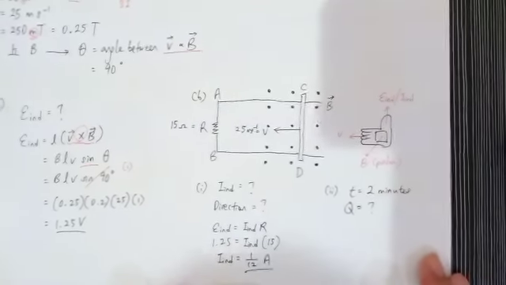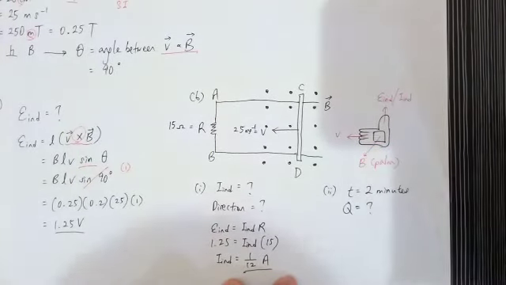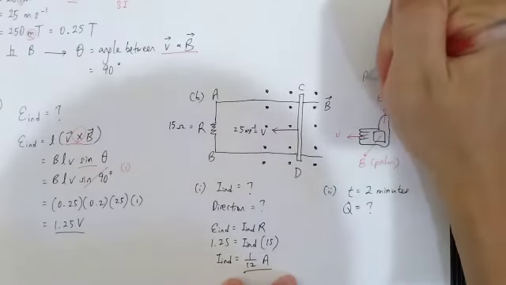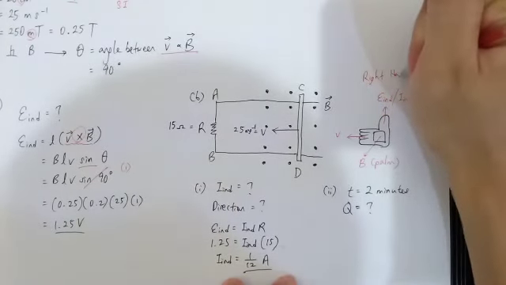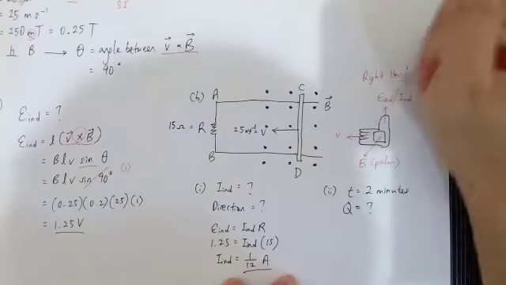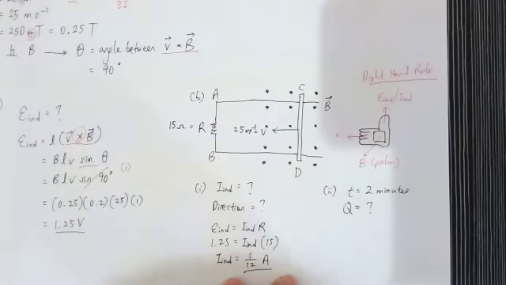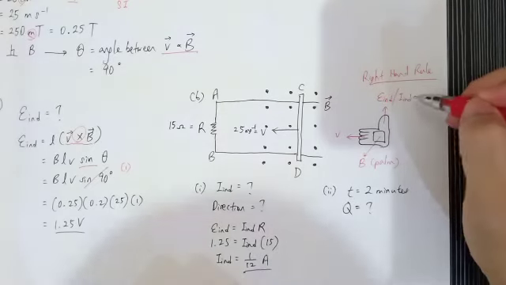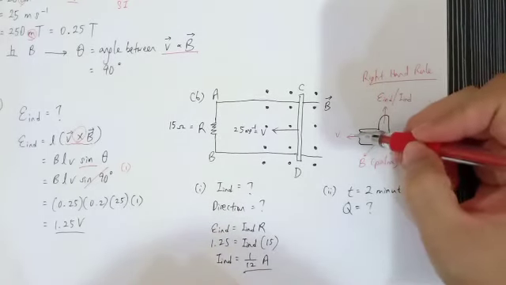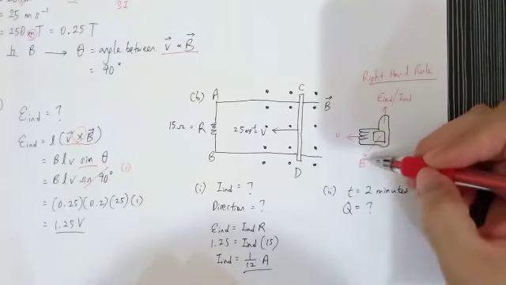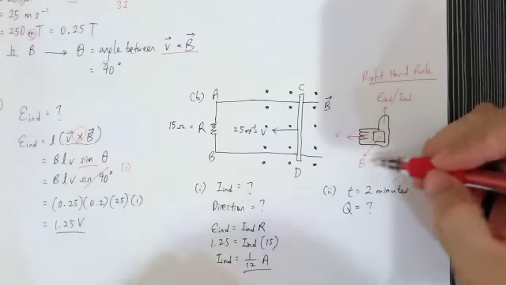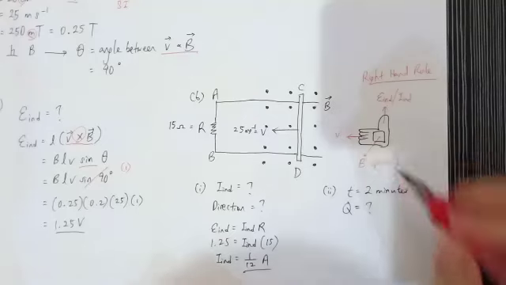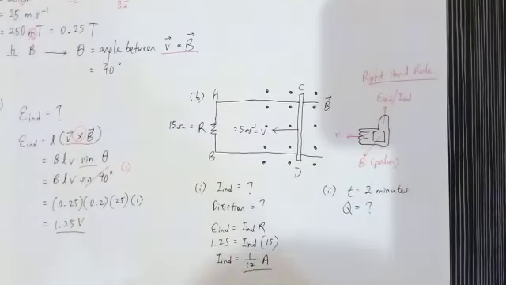That one you need to use the right hand rule. All this while we just use right hand, we never use left hand. In the right hand rule, the thumb is the induced EMF or the current, the forefinger is the velocity, and the palm is the magnetic field strength. So use our hand.